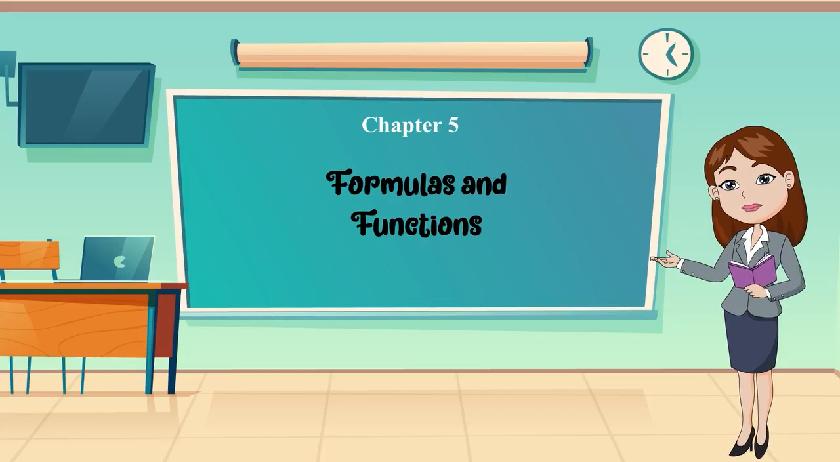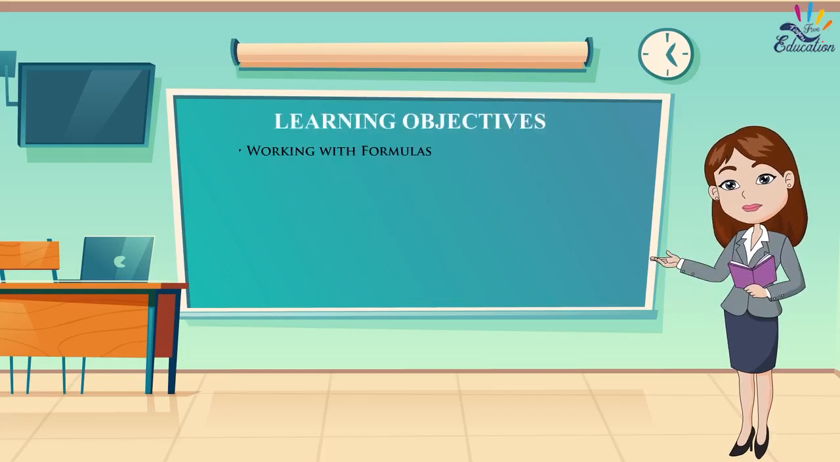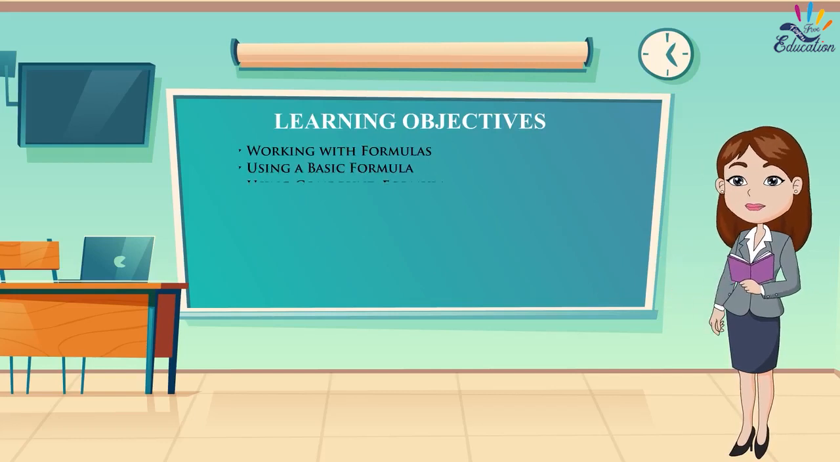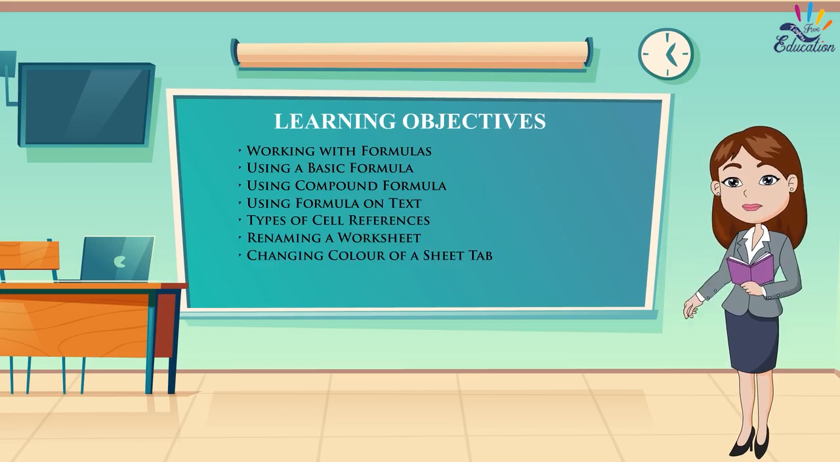Chapter 5 Formulas and Functions. Learning Objectives. Working with formulas. Using a basic formula. Using compound formula. Using formula on text. Types of cell references. Renaming a worksheet. Changing color of a sheet tab.